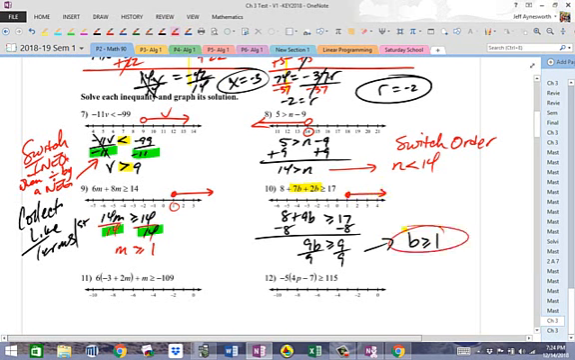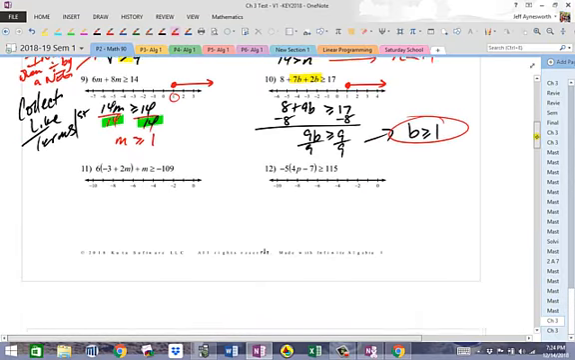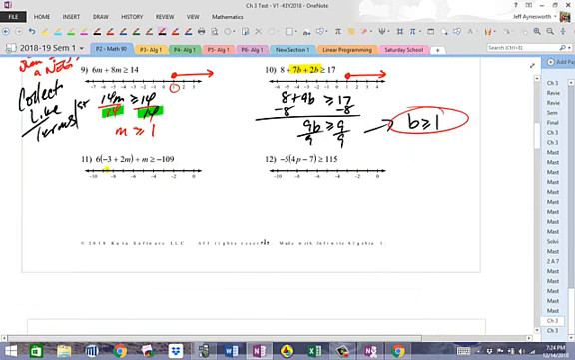Okay, that includes 1, by the way, because of the equal sign. That's why it's closed. All right, let's keep on going. So over here, we got to distribute a bunch of times. So we got negative 18, negative 18 plus 12m, all right, plus m is greater than or equal to negative 109.